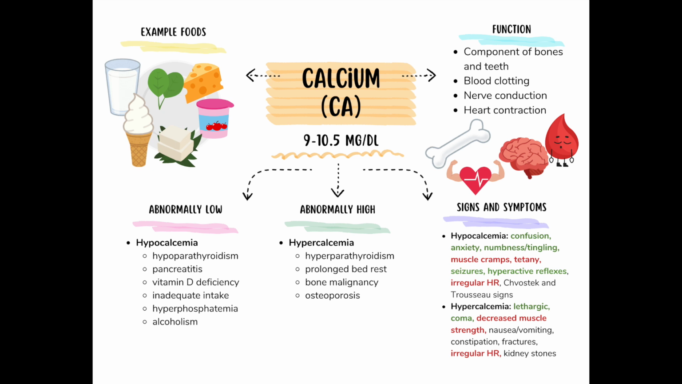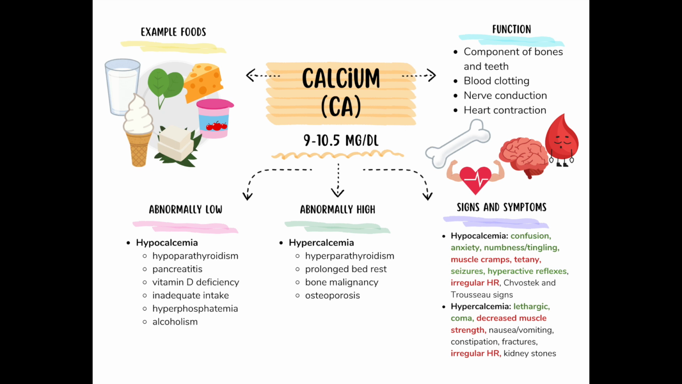Hyperphosphatemia. Well, that means a high level of phosphate. We're going to talk about that next, but calcium and phosphate are opposites. So whenever calcium's low, phosphate's going to be high, and vice versa. Alcoholism can also cause low levels.